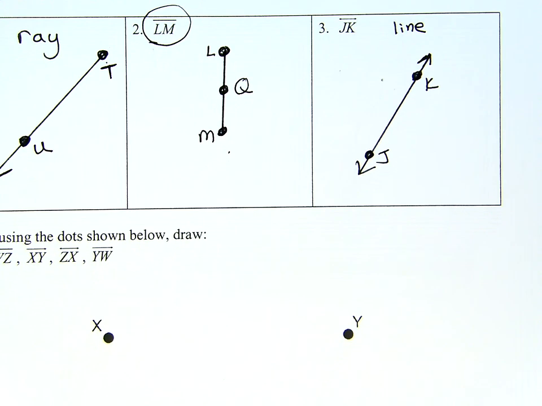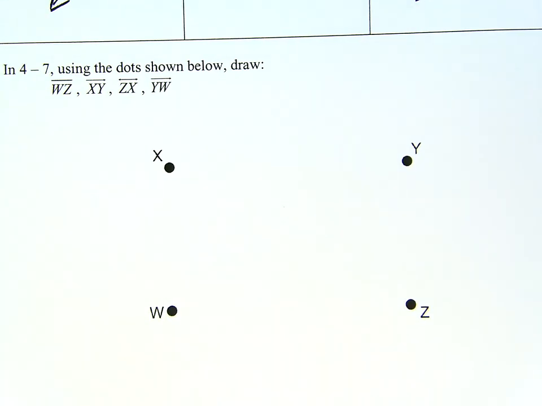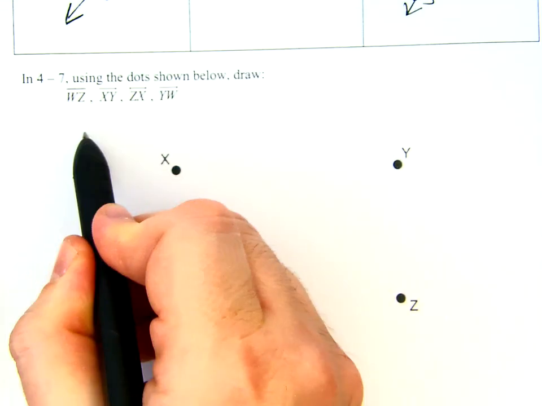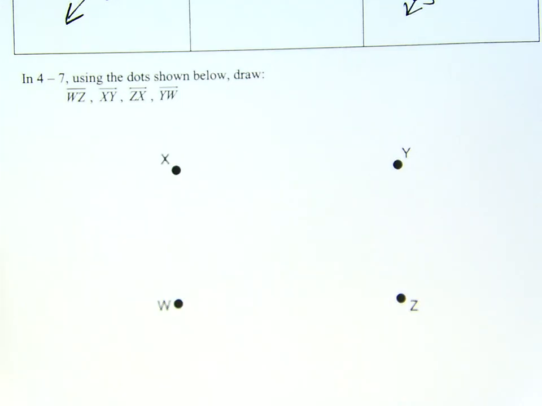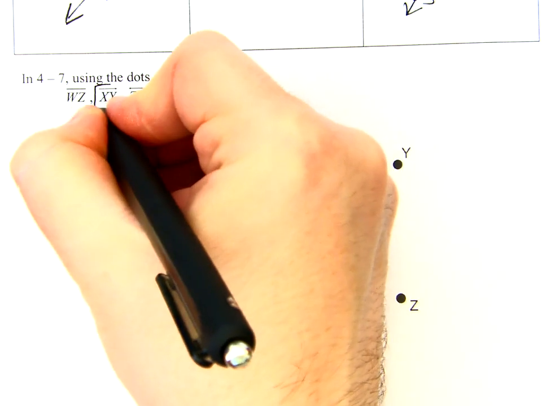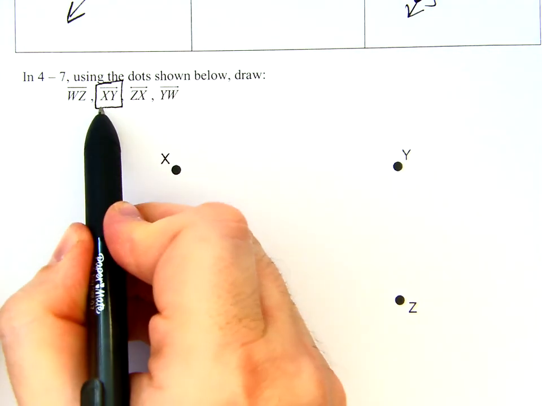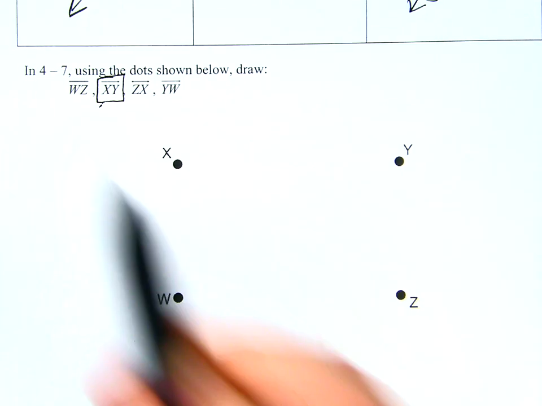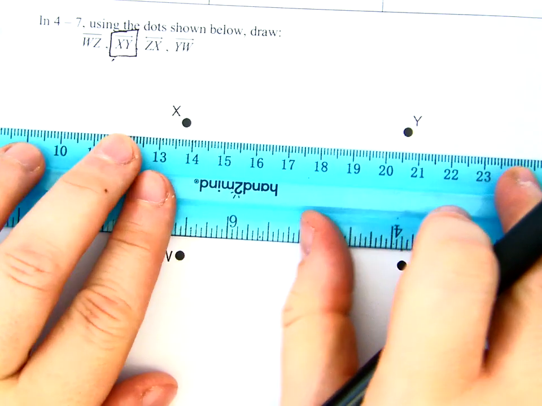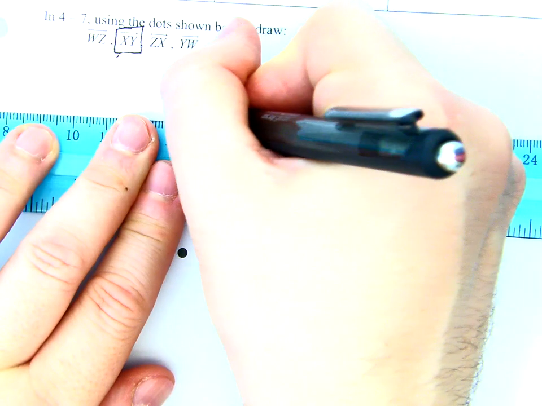On the bottom, I have some dots drawn. And I would like you to try to draw those various things. We're going to do one together, and then you're going to do the rest. I want to do the second one together, that XY. What is XY? Line, ray, segment. Just say it. Ray. Good. Starting where? X or Y? I think I have to start with the X. The first letter is where I start. So I'm going to start at X. And I want to go through Y.